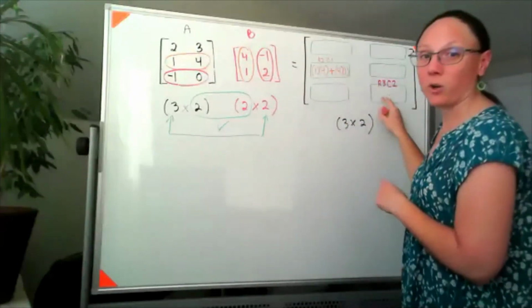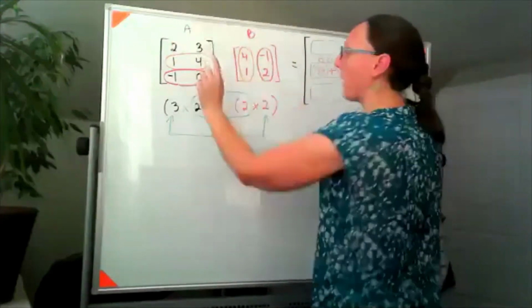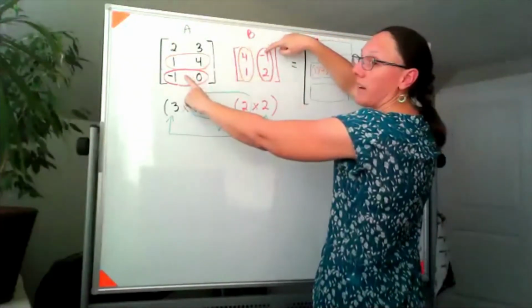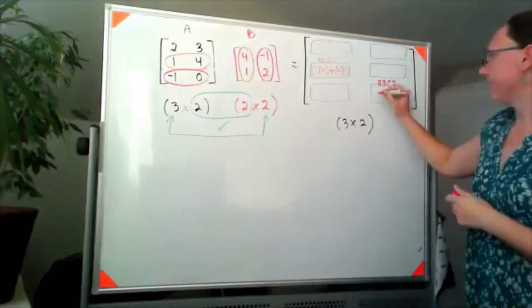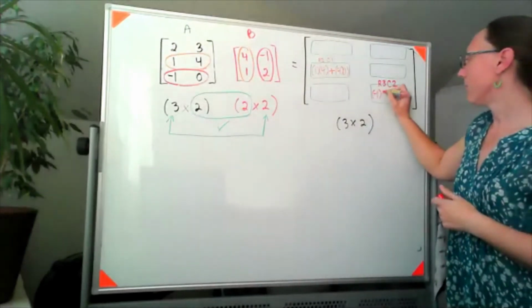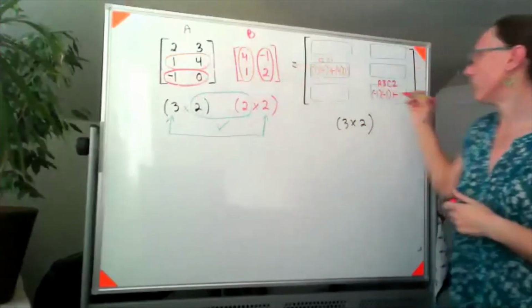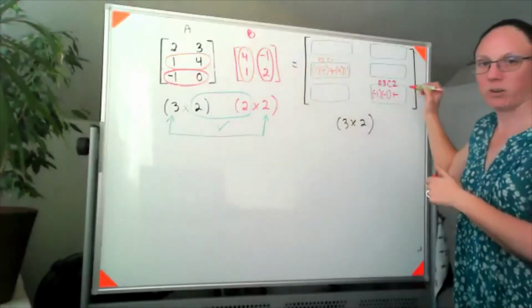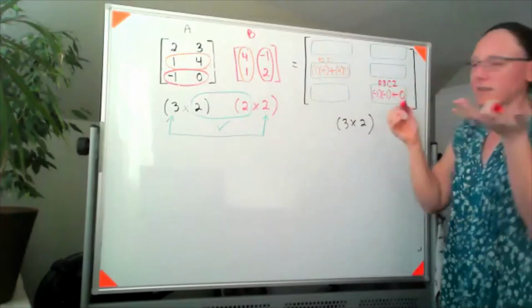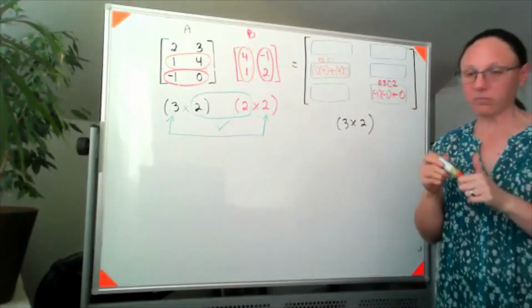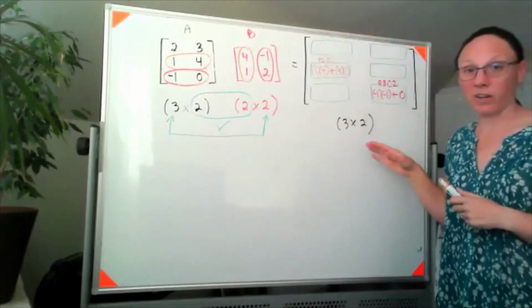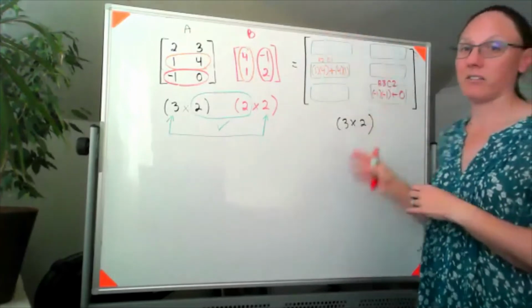So to get what goes in here, I'm going to end up with -1 times -1 plus 0 times 2. Well, that's just 0 because it's 0 times 2. And we can keep going and get all of that done.